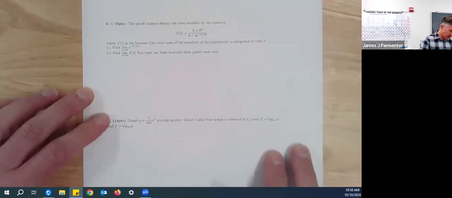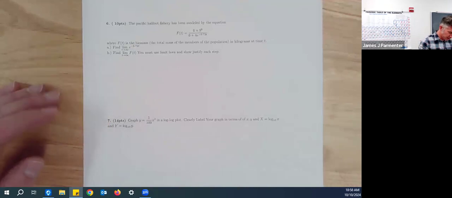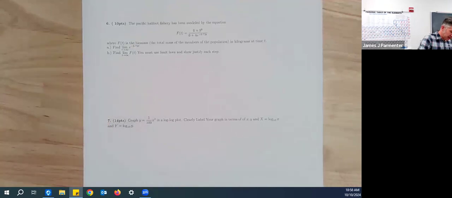The Pacific halibut fishery has been modeled by the equation 6 times 9 to the 8th power over 6 plus 4e to the negative 0.72 t, where f of t is the biomass, which is the total mass of all the fishies, in kilograms at time t. Find the limit as t goes to infinity of e to the negative 0.72 t.